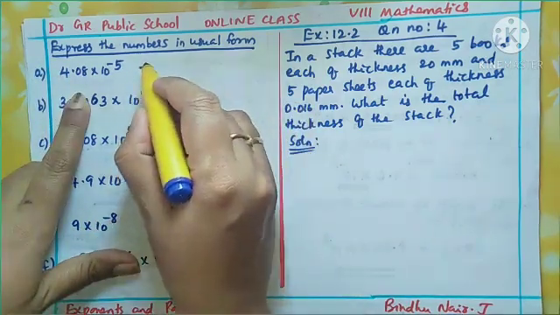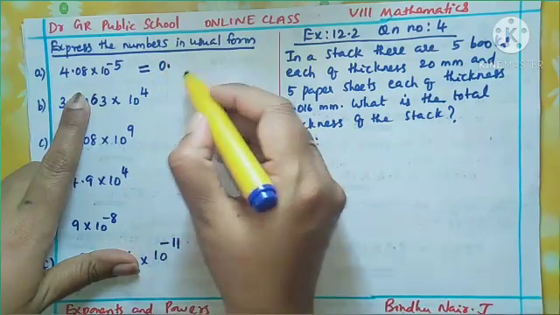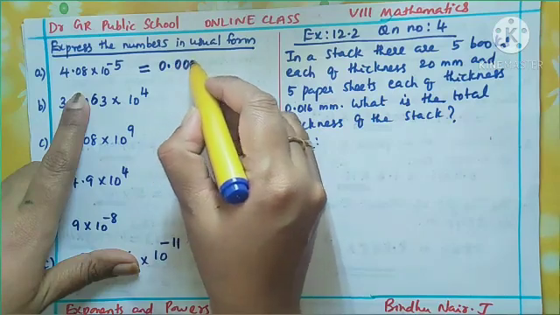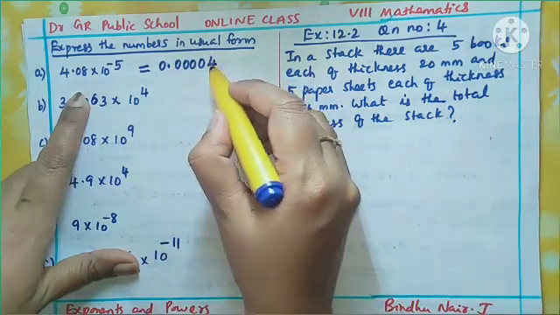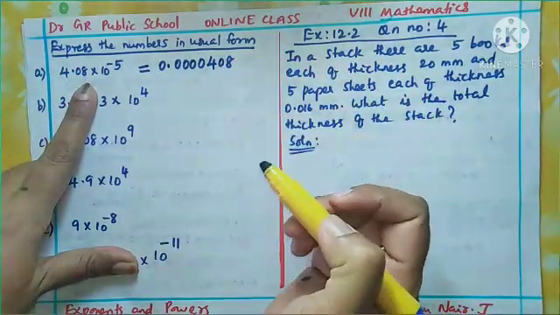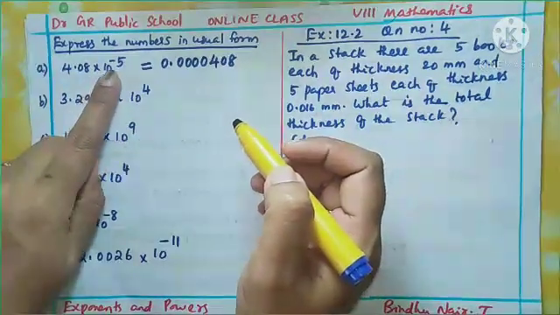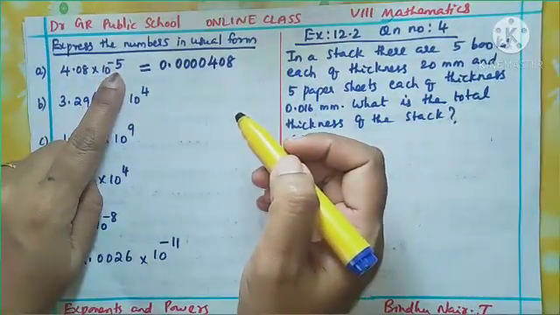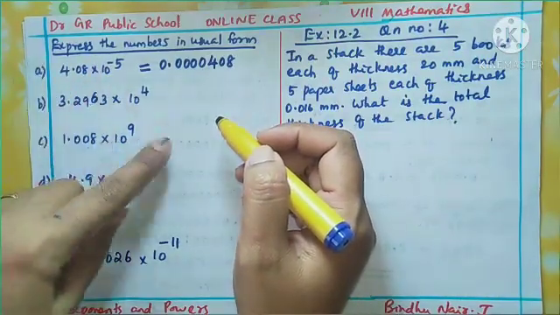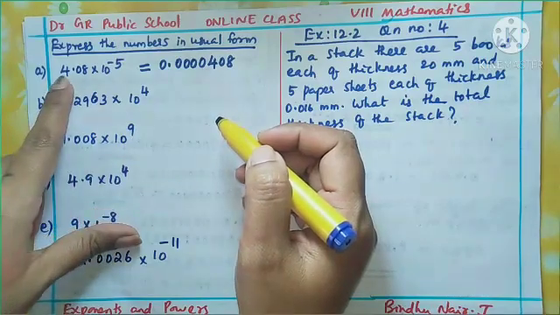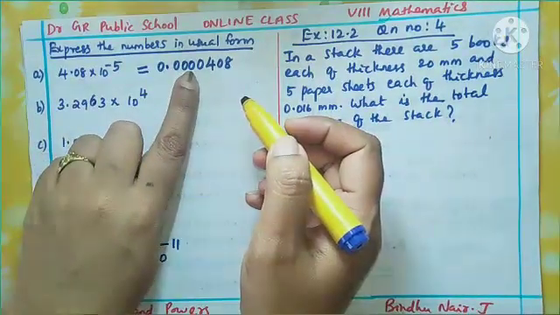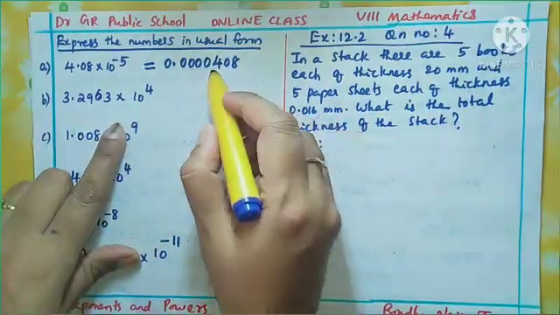So this can be easily written as 0 point. Whenever you are writing a very small number, first you use 0 point. How many zeros? 4 zeros, and this 4, 0 and 8. So this came into the usual form. Understand? So see the power of 10, and when it is negative, move the decimal to the left side, and when it is positive, move to the right side. Because here only one number was present to the left of the decimal, we added 4 more zeros. Understood? Yes. Now come to the next question.